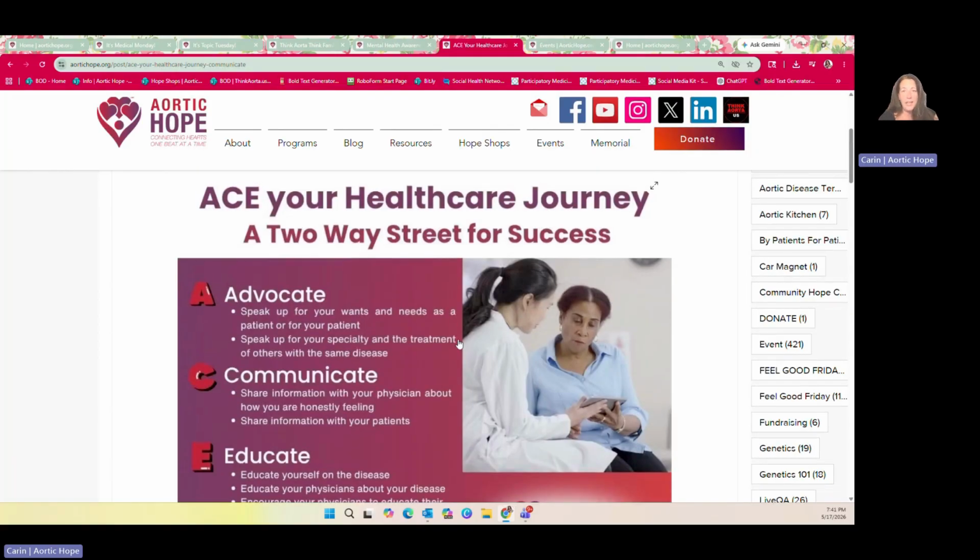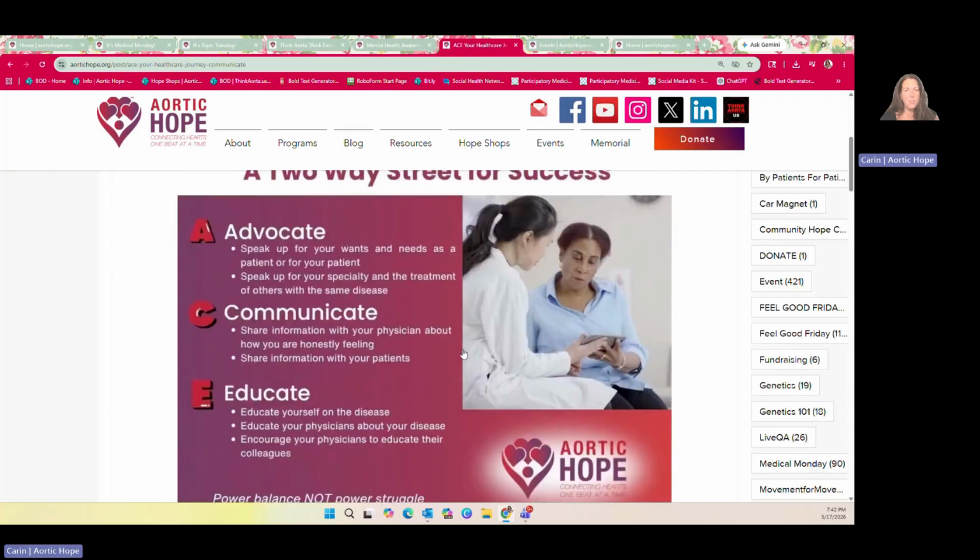We've already talked about A, and how to advocate for yourself, how to speak up and talk about your wants and your needs as a patient or for your patient, if you're a caregiver, or if you're a physician. Speak up and advocate for your patient. And we've talked about how to speak up for your specialty if you're a physician and the treatment of others with the same disease. So let's talk a little bit about C, which is communicate.